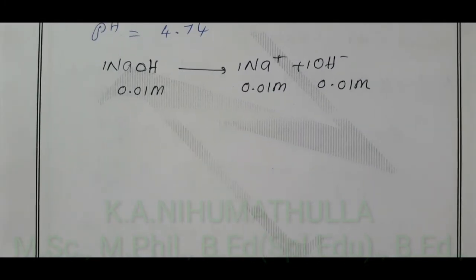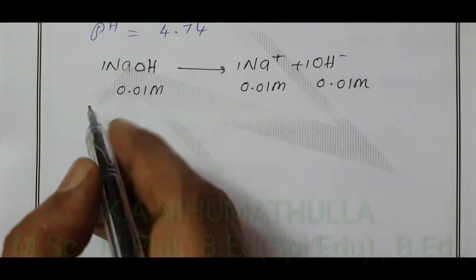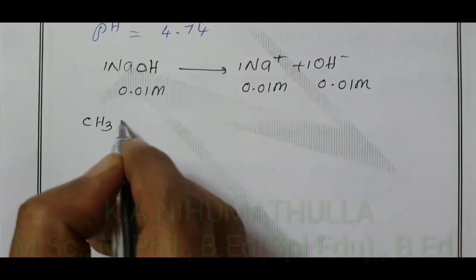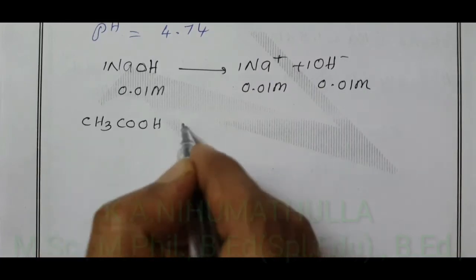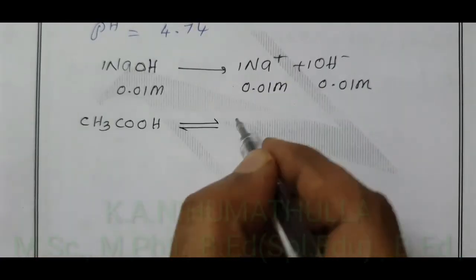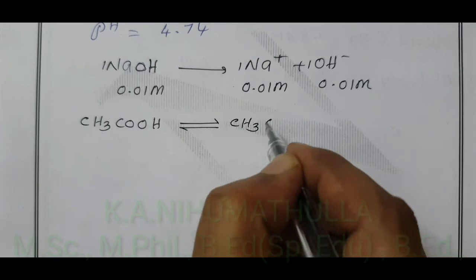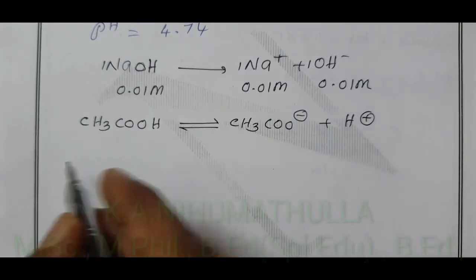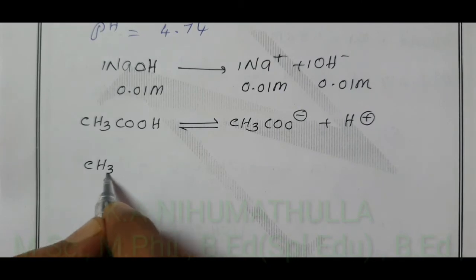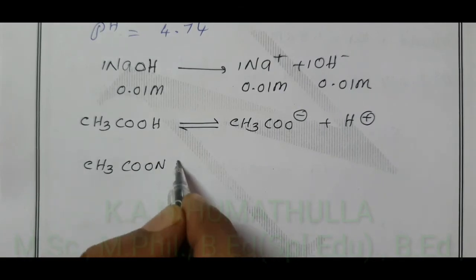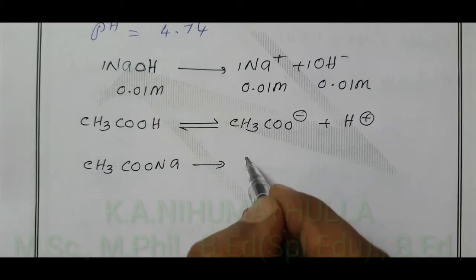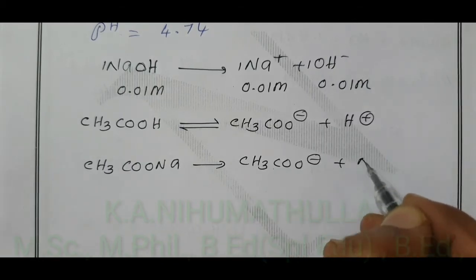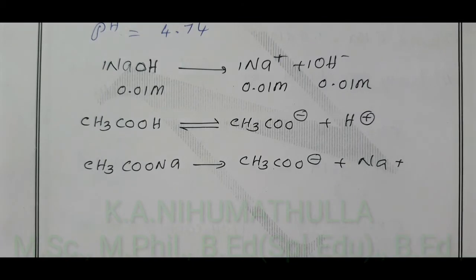Once again, I am writing the acidic buffer equation. Acetic acid, CH3COOH, undergoes partial ionization and gives acetate ion and H plus ion. Its salt, CH3COONa, like all salts, is a strong electrolyte, undergoes complete ionization, and gives acetate ion and Na plus ion.